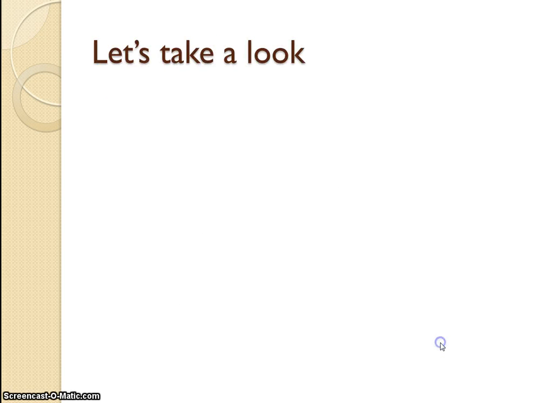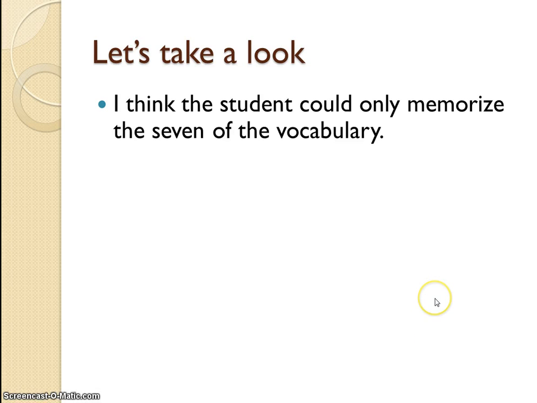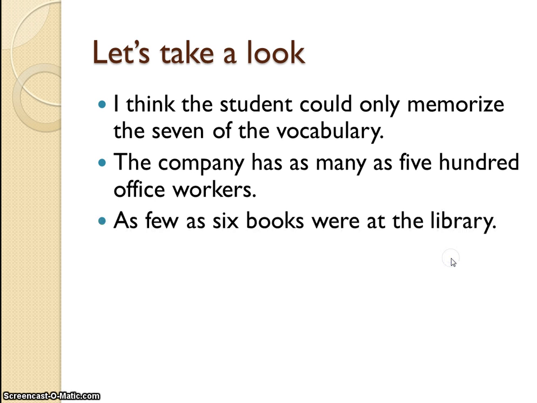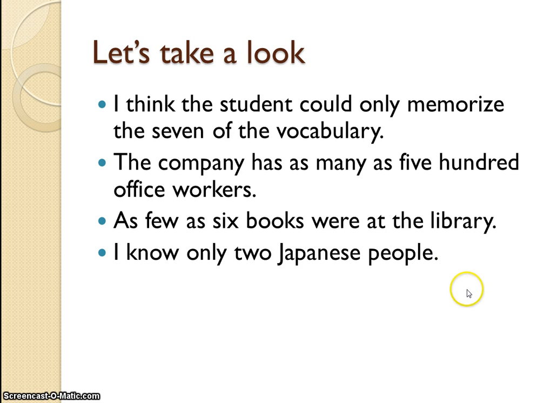So let's take a look. So I think the student could only memorize this, could memorize the 7 of the vocabulary. The company has as many as 500 office workers. As few as 6 books were at the library. I know only 2 Japanese people.